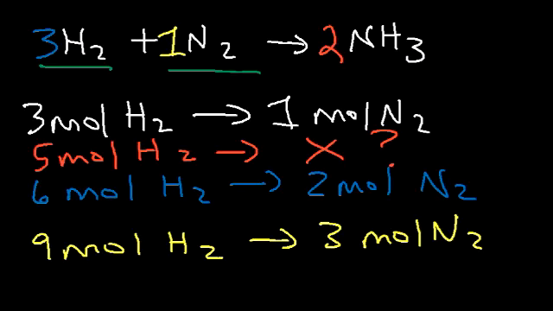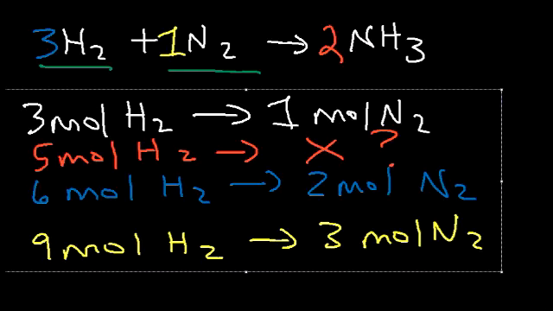Now, if you want to, you could set up a proportion and solve it, but we're going to get the answer using a conversion. So the answer has to be somewhere between 1 to 2 moles of nitrogen gas. But let's find out how much exactly. Since 5 is closer to 6, the number of moles of nitrogen gas should be closer to 2 than it is to 1.